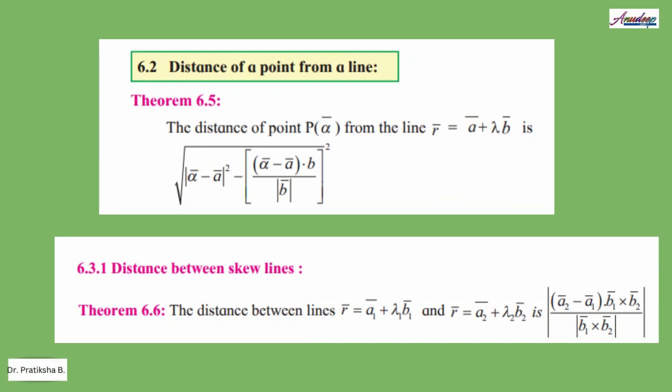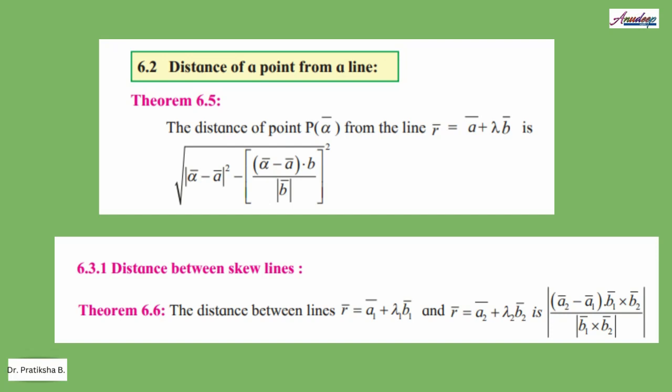Distance of a point from a line. The distance of a point P (alpha) from the line r vector equal to a plus lambda b is given by: distance is equal to the square root of mod of (alpha minus a bar) the whole square minus [(alpha minus a bar) dot b vector upon magnitude of b vector] the whole square.